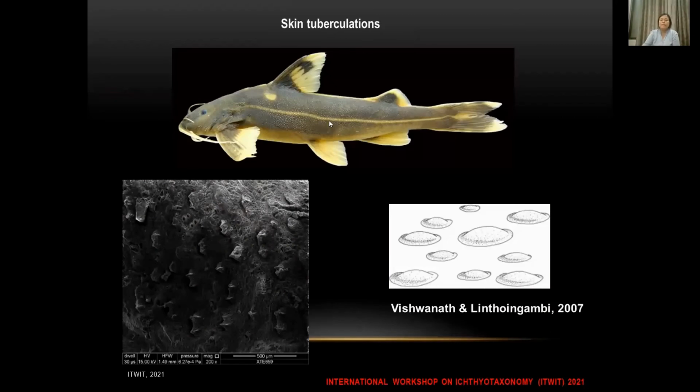Then in some, we have skin tuberculations. This is how skin tuberculations look under the SEM. And this is the pictorial representation taken from Vishwanath and Linthoingambi. This is how the skin tuberculations look.